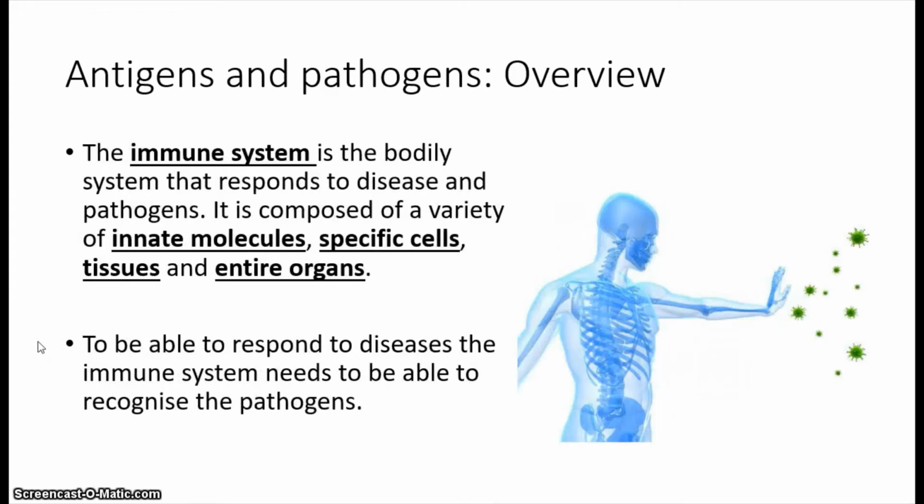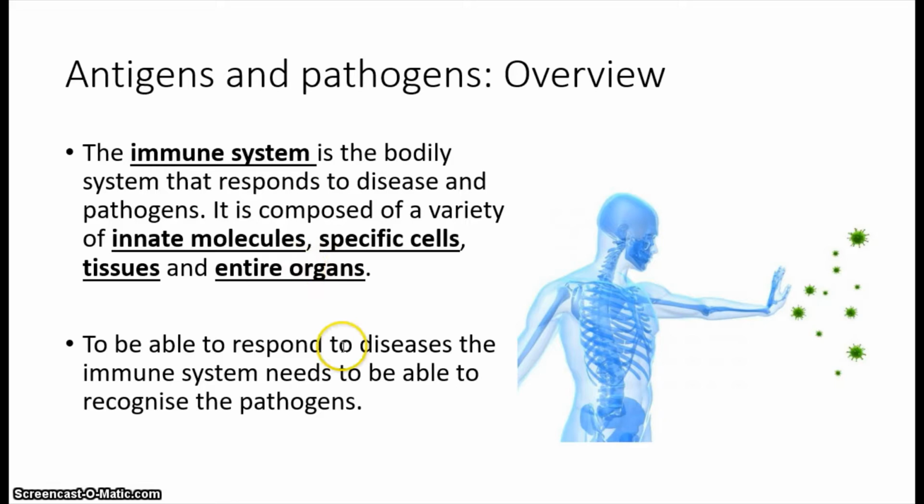Continuing on with some background knowledge, the immune system is our bodily system that responds to disease and pathogens. It is composed of a variety of innate molecules, specific cells, and entire organs. So I want you to think that your immune system is a really complicated set of different parts around your body, from really small molecules that flow around, in particular in fluids such as your blood, to actual cells that defend you against disease, to entire organs whose whole function is to try and keep you safe and healthy.